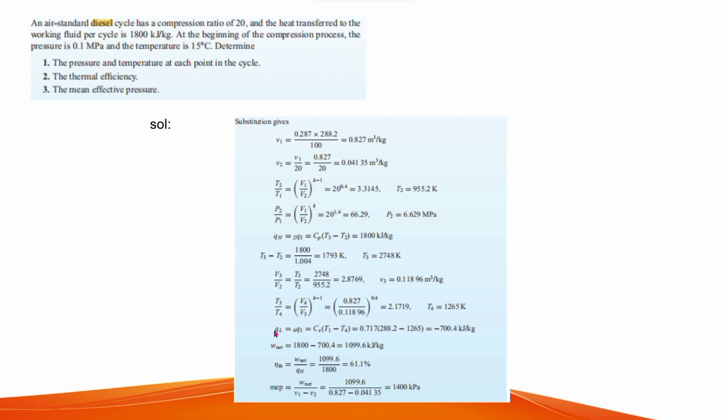And to solve for the heat loss, we have Q41 is equal to Cv times T1 minus T4, and it is equal to 0.717 times 288.2 minus 1265, which is equal to negative 700.4 kilojoules per kilogram. And then next, to solve for our net work, W net is equal to 1800 minus 700.4, so our W net here would be equal to 1099.6 kilojoules per kilogram.